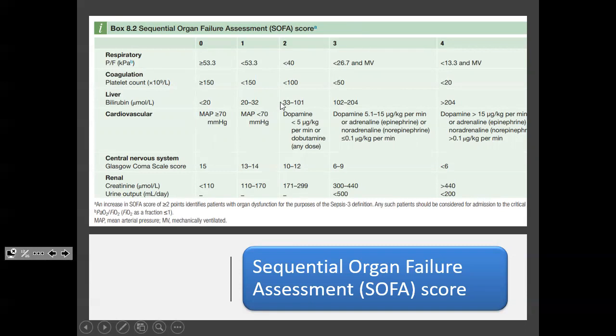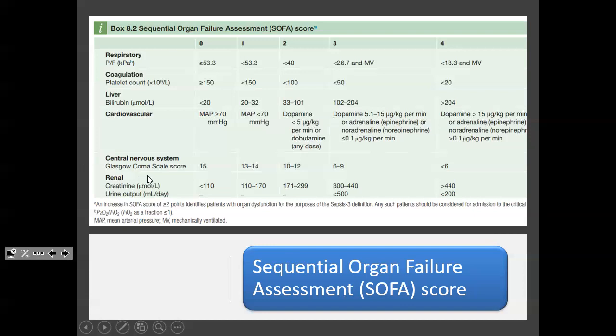Then the liver enzymes and the bilirubin start increasing. If the bilirubin crosses these cutoffs, then again the score will start increasing. If the heart is unable to maintain the mean arterial pressure, then of course the score will start increasing till the time we need to give them inotropic support. Have you guys done inotropes? A little bit of an idea, yes. So if they need more and more dopamine or epinephrine support, then of course the score will start increasing.